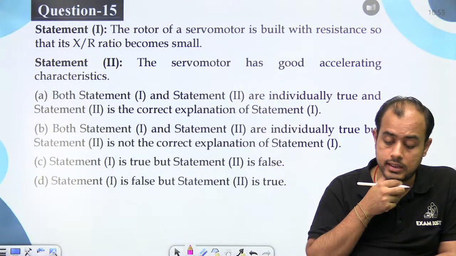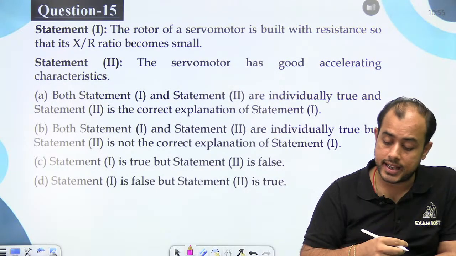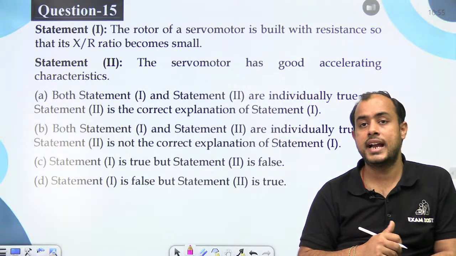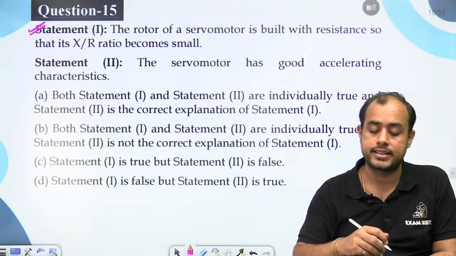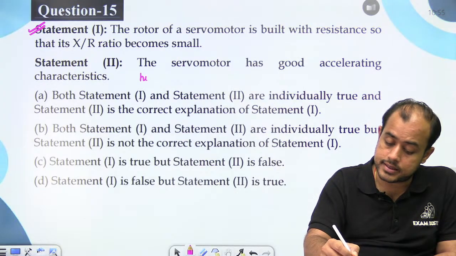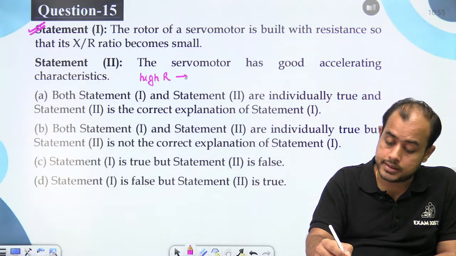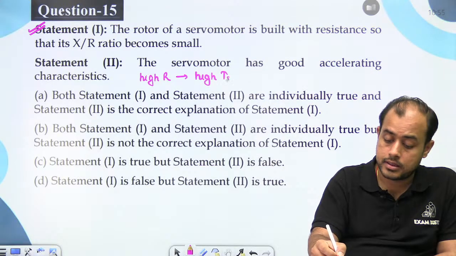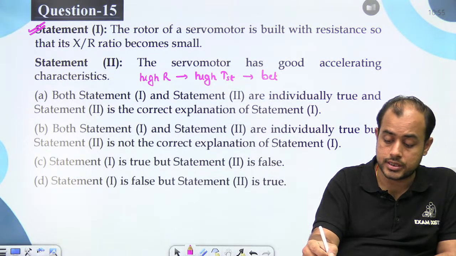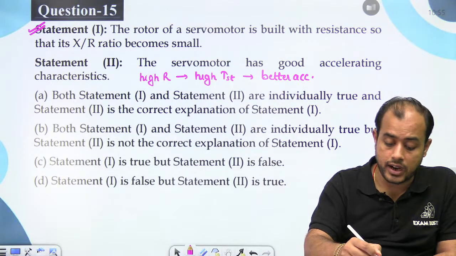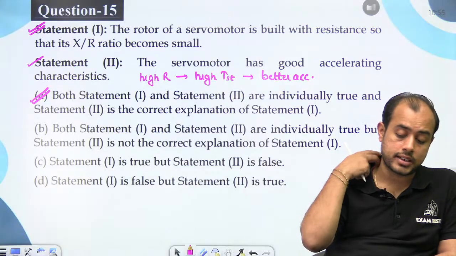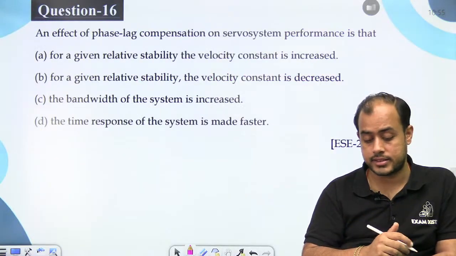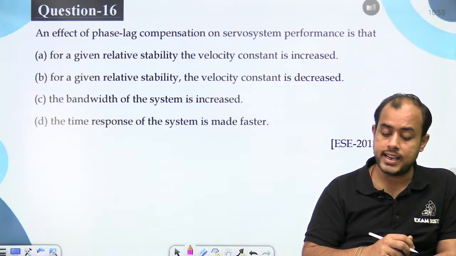ESE 2012, the rotor of a servo motor is built with high resistance so that X by R ratio becomes small. Yes, in servo motor inductance is less, so high resistance means high starting torque, better acceleration. So it can accelerate faster. इंडक्शन मोटर में कहते हैं ना हाई स्टार्टिंग टॉर्क इज प्रोपोर्शनल टू हाई रोटर रेजिस्टेंस.